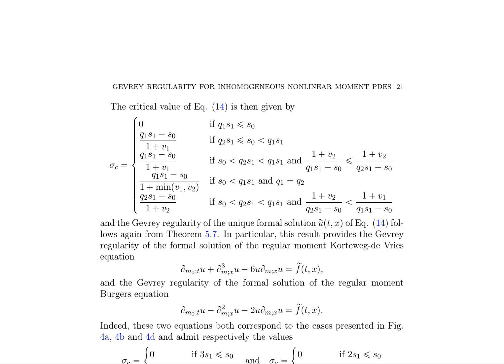The paper discusses the Gevrey regularity for inhomogeneous nonlinear moment partial differential equations (PDEs). It begins by explaining that the critical value of a specific equation is given as sigma C, 0 if Q1's 1 is 0, and Q1's 1 is 0 otherwise. The authors then proceed to prove the first point of Theorem 5.7, which involves the use of modified Nagumo norms, majorant series, and a fixed point procedure.